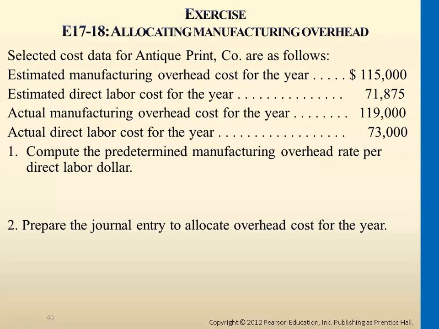Of indirect costs assigned to the job, exactly. So for every dollar of direct labor cost incurred, there will be $1.60 assigned to that particular job. Okay, so if there's $10 incurred, there will be $16 of indirect costs. 100, there will be 160.